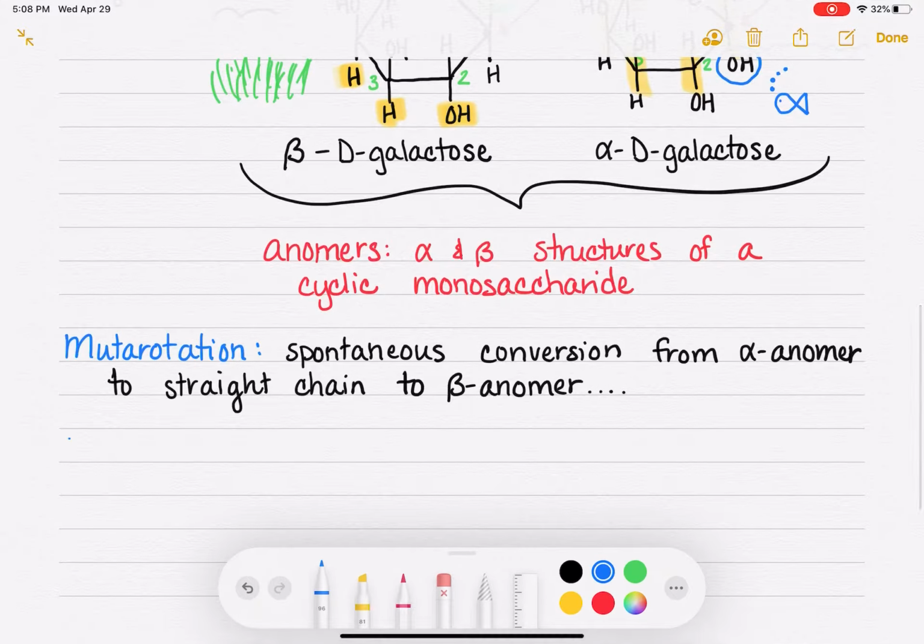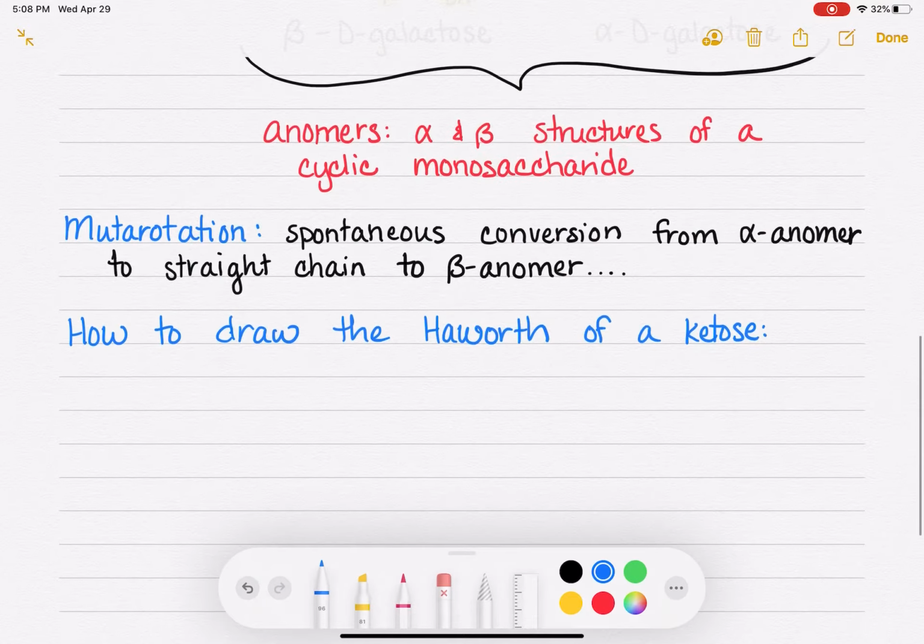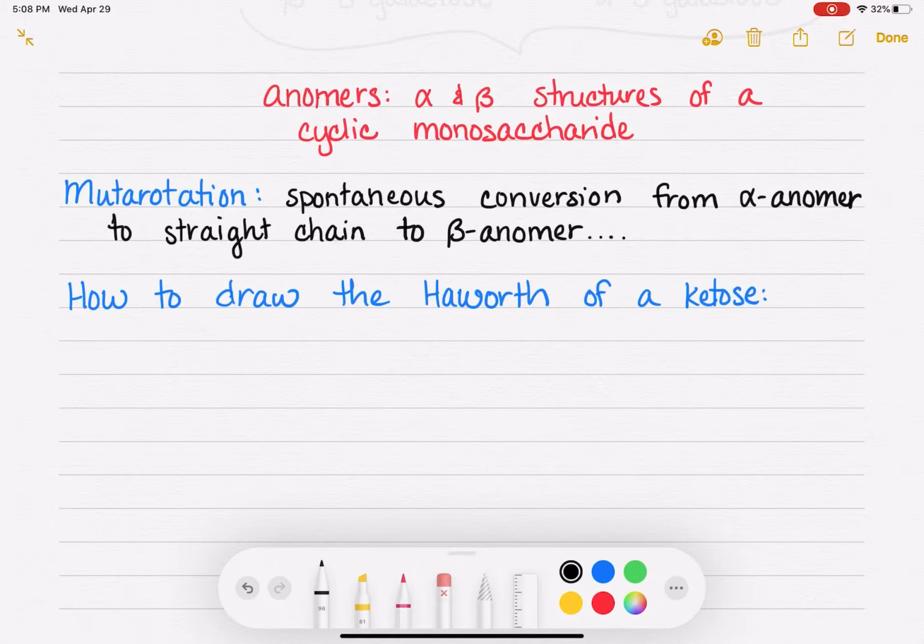Okay, what if we had to draw the Haworth structure of a ketose? What kind of steps would we take to do that? How to draw the Haworth of a ketose. So it's going to be pretty much the exact same procedure.